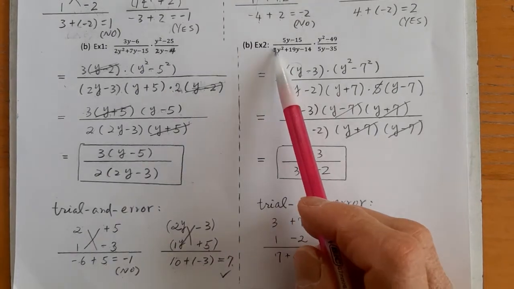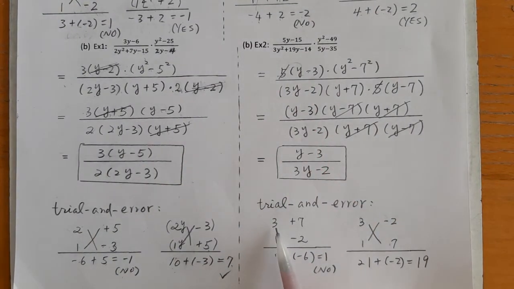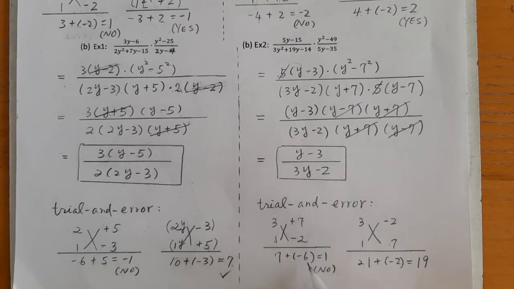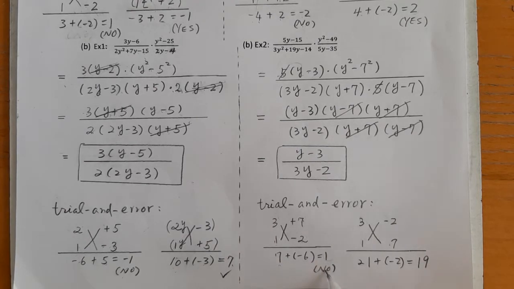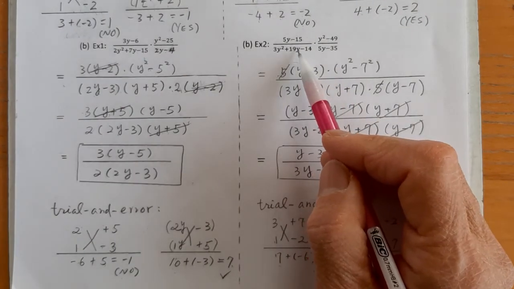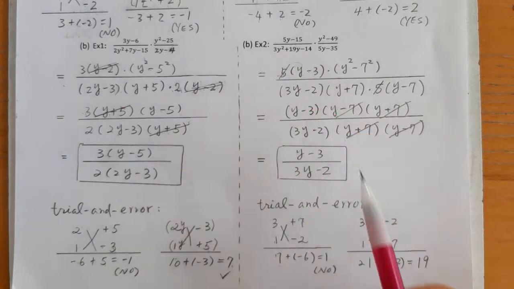So 3, you can factor as 3 times 1. And the negative 14, you can factor as positive 7 and negative 2. Then you cross multiply. 7 times 1 is 7. 3 times negative 2 is negative 6. Add together is positive 1. And this is not what we want, because the y term coefficient is 19.